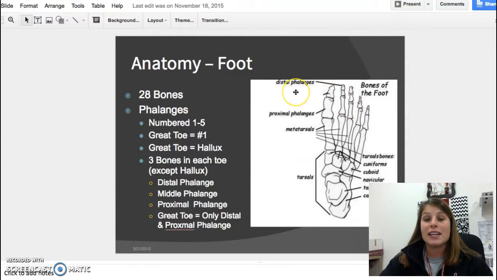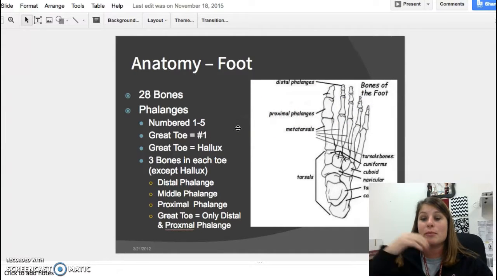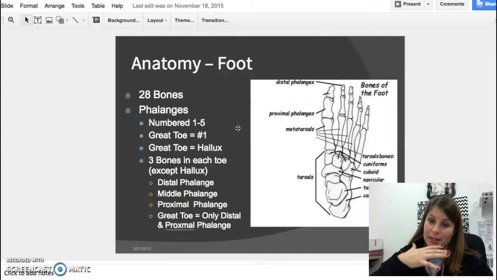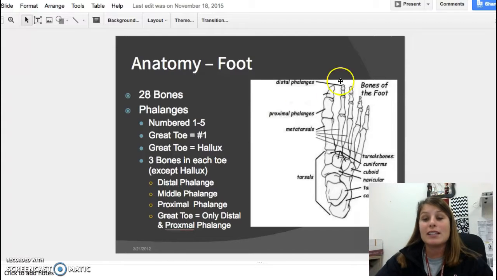So our phalanges are split into 3 categories: a distal phalange, a middle phalange, and a proximal phalange. Well, these are terms that you've already heard before. So remember, distal means further away, proximal means closer to the midline. Okay, so when you're trying to label your toes, it's very easy for you to be able to figure out what the name of those toes are. Okay, so that's the phalange portion.